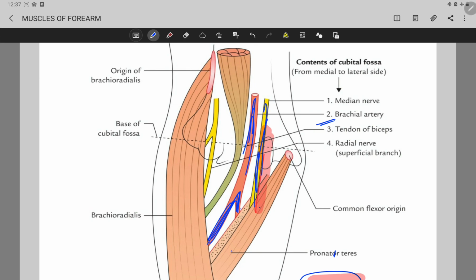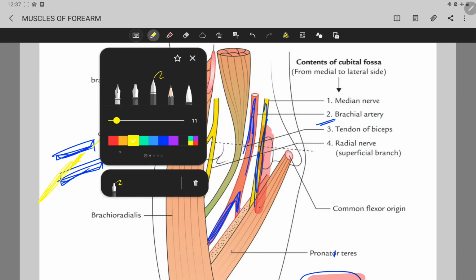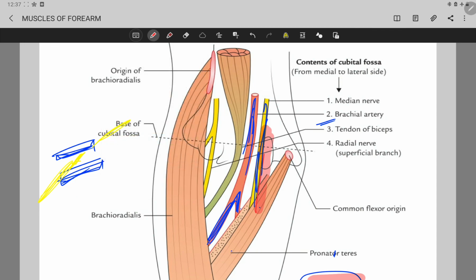The median nerve is passing in between the two heads of the pronator teres. This is one head, this is another head, superficial head and deep head, and the median nerve is passing in between these two heads. But your ulnar artery is passing deep to the deep head. So that's how you can separate, during cadaveric dissection, the ulnar artery from the median nerve at the cubital fossa region. So I think this is all about the pronator teres muscle.